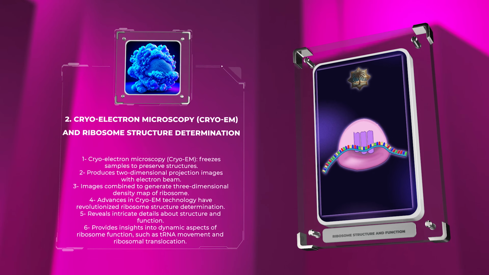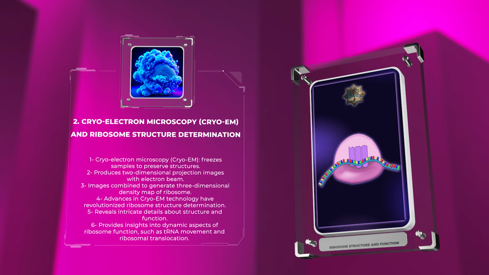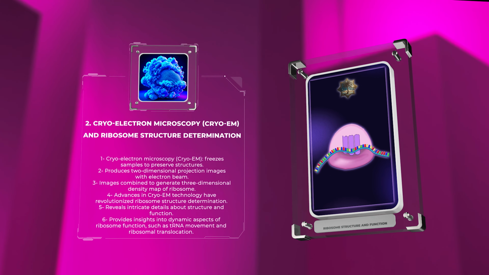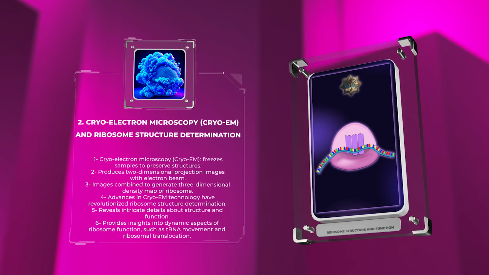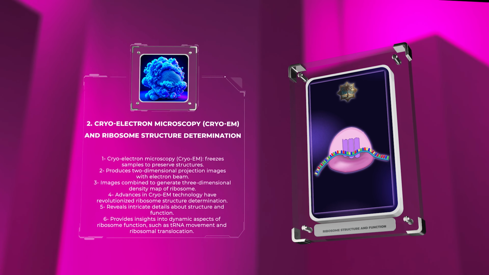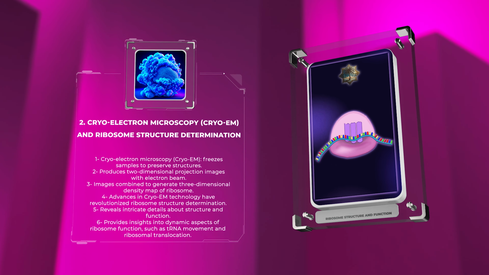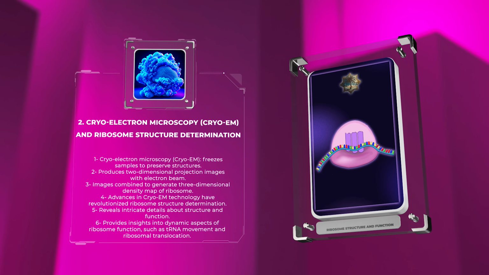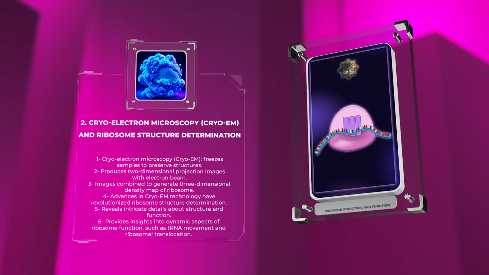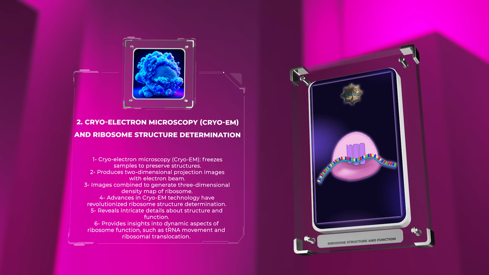Cryo-electron microscopy, cryo-EM, is a technique that freezes samples to preserve their structures. By directing a beam of electrons at the frozen sample, two-dimensional projection images are produced. These images are combined to generate a three-dimensional density map of the ribosome. Advances in cryo-EM technology have revolutionized ribosome structure determination, revealing intricate details about their structure and function. Cryo-EM has also provided insights into dynamic aspects of ribosome function, such as the movement of tRNAs and ribosomal translocation during translation.